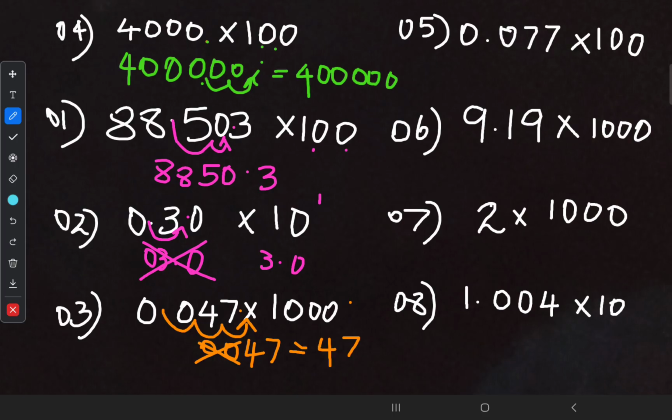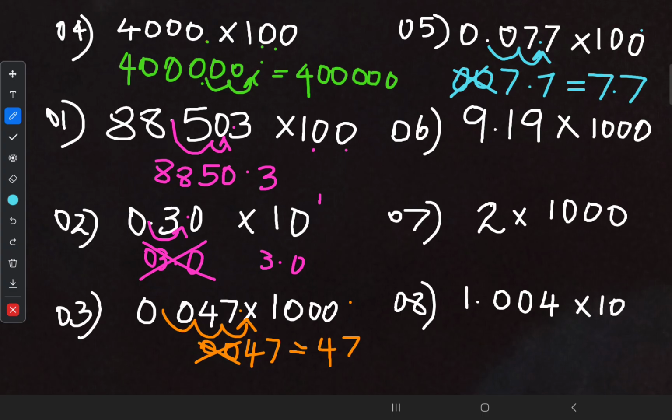This one, 10 to the power of 2. 1, 2, so the decimal should be here. 0.07.7. So we can write without these 2 zeros. Your answer should be 7.7.